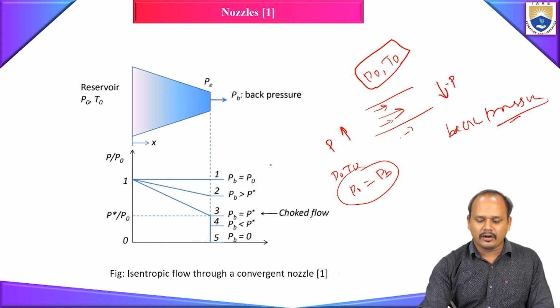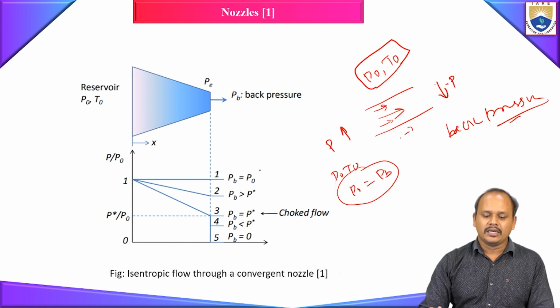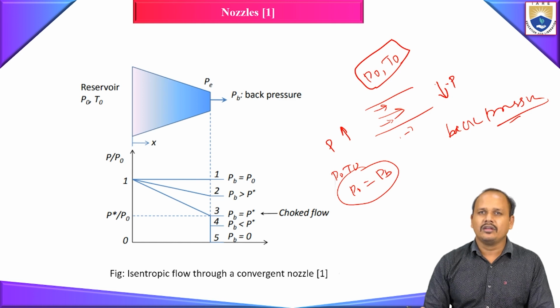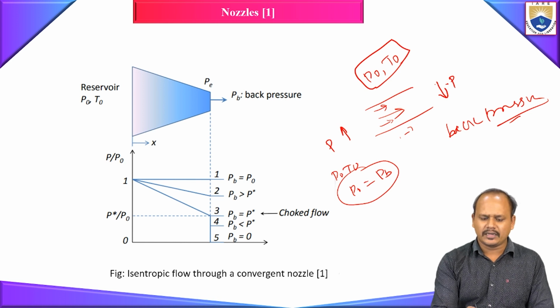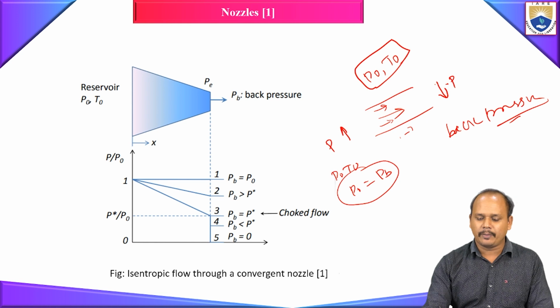I'm just going to change my back pressure. Initially, my P0 is equal to PB. So what does that mean? There is no pressure difference between the inlet and the outlet of your nozzle. That means there won't be any flow, right? This line shows the change in your pressure. When the flow is accelerated, your pressure will decrease and your velocity will increase. Since no flow is established because the pressure at the inlet and outlet is the same, there is no change in the pressure. That's why we are getting the straight line.